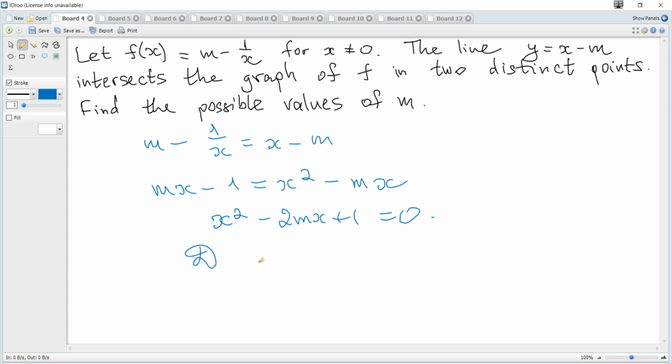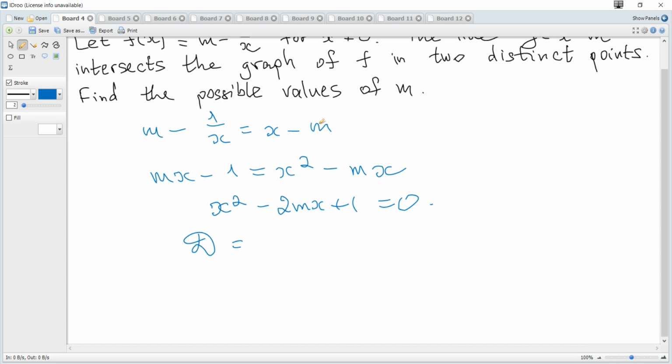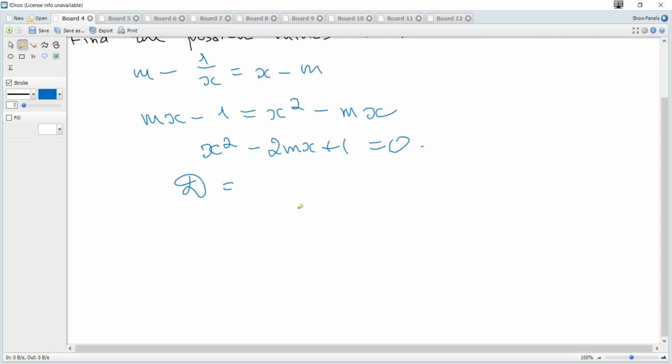And what is responsible for the number of roots? It's the discriminant. We should consider the discriminant. The discriminant is b squared minus 4ac. We consider the discriminant because it's a quadratic. So it becomes 4m squared minus 4 times 1 times 1.